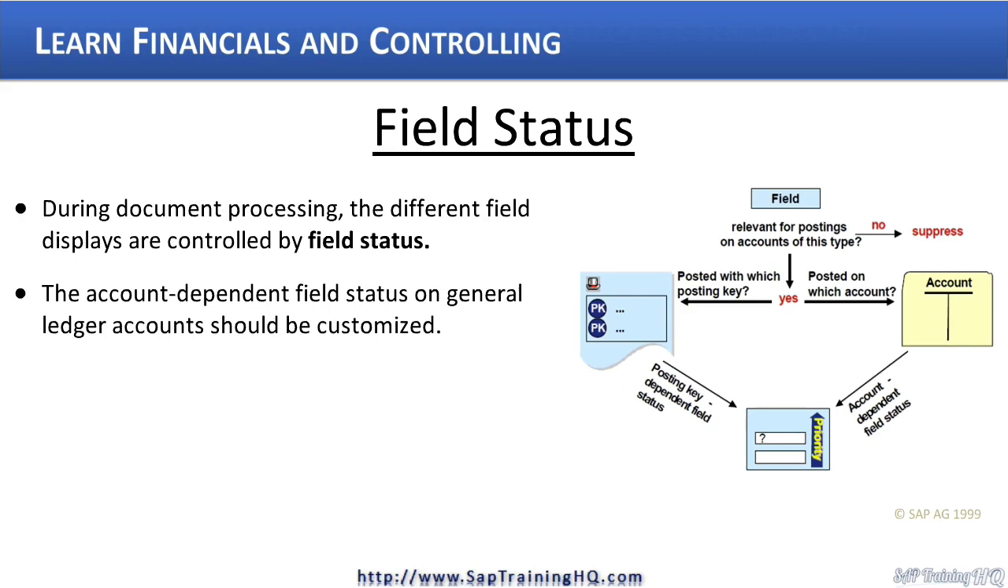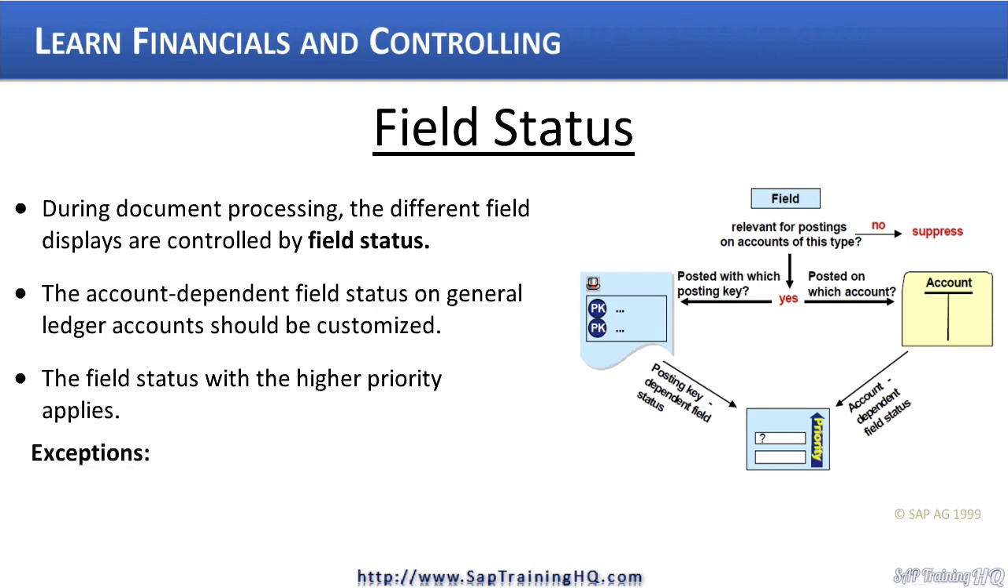For customer and vendor processing, field status on the posting key has to be customized as necessary. Just as in the field status definition for general ledger accounts, the field status with the higher priority applies. However, there are some exceptions to this rule. If business areas are used, the field business area has to be ready for input. It is switched on by enabling business area balance sheets for the company code.